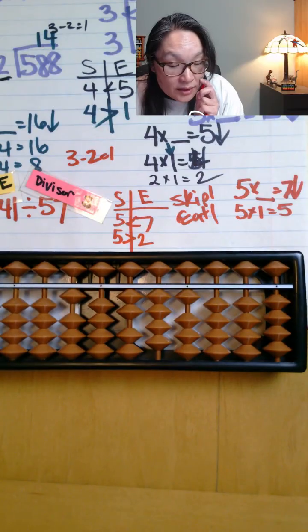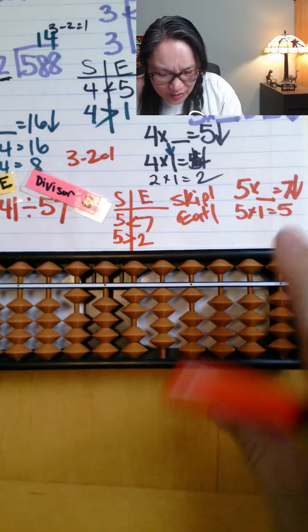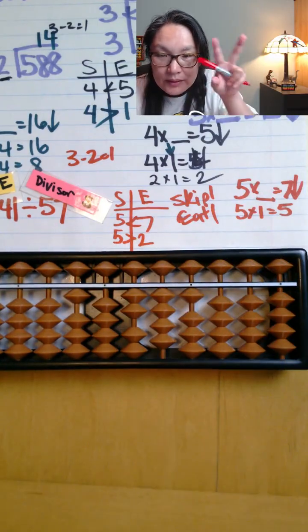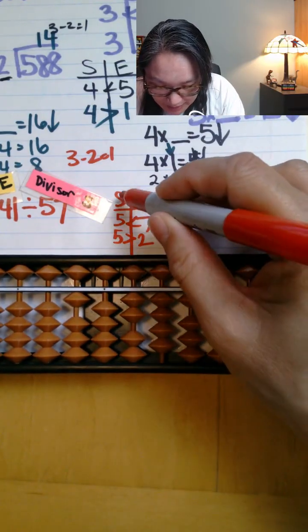No, thank you, Melinda, for letting me know. Yeah, because the camera's so small. Anyway, so 2, right? Why? Because the divisor is bigger.